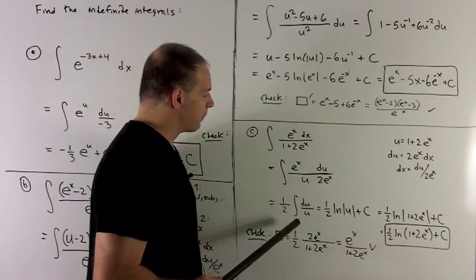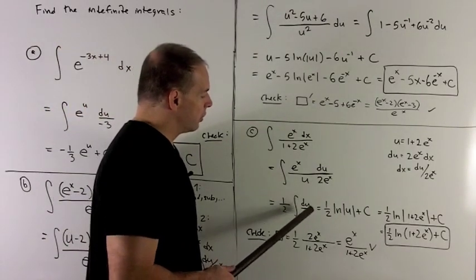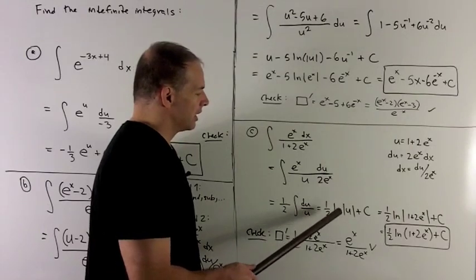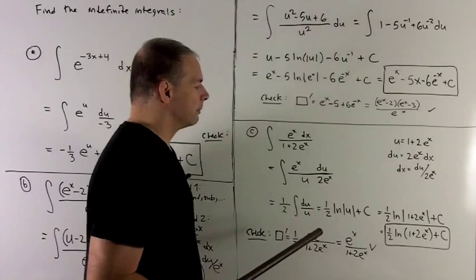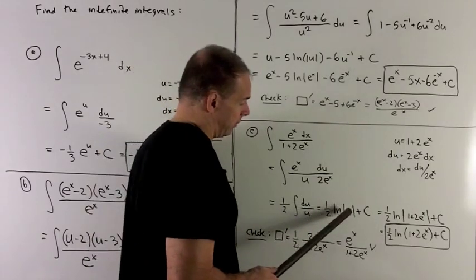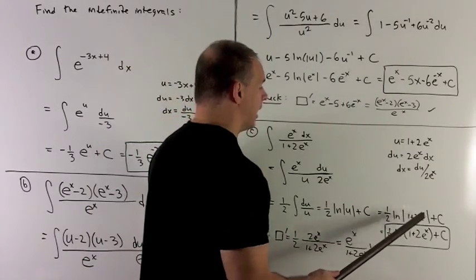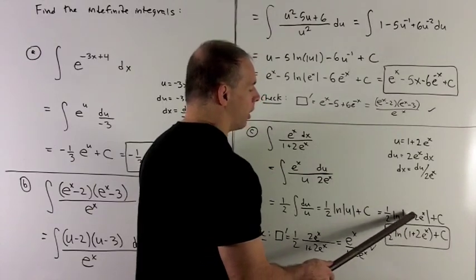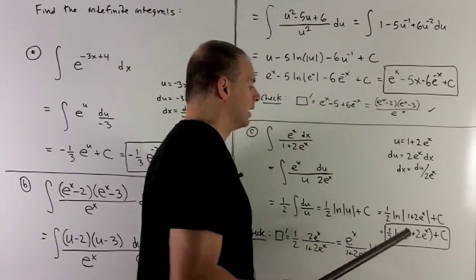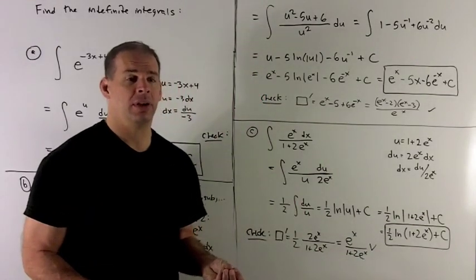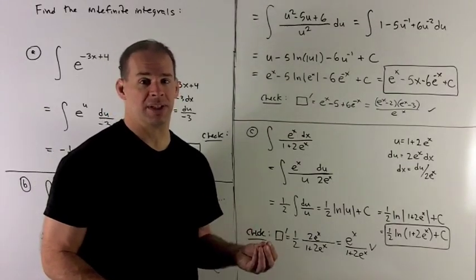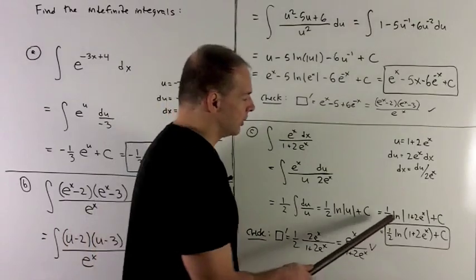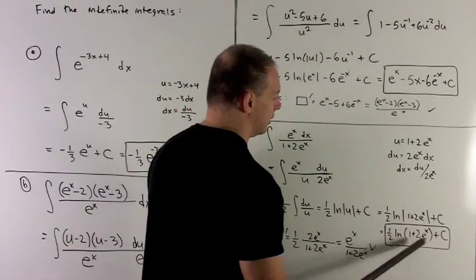Okay, the half comes out in front. Any derivative du over u, well, that's going to be just natural log of absolute value of u. We have a half in front, and now we can substitute back in. And as before, we notice 1 plus 2 e to the x. E to the x is always positive, so 2 times e to the x is always positive. 1 plus 2 times e to the x is always positive. So you can drop the absolute value signs if you want.